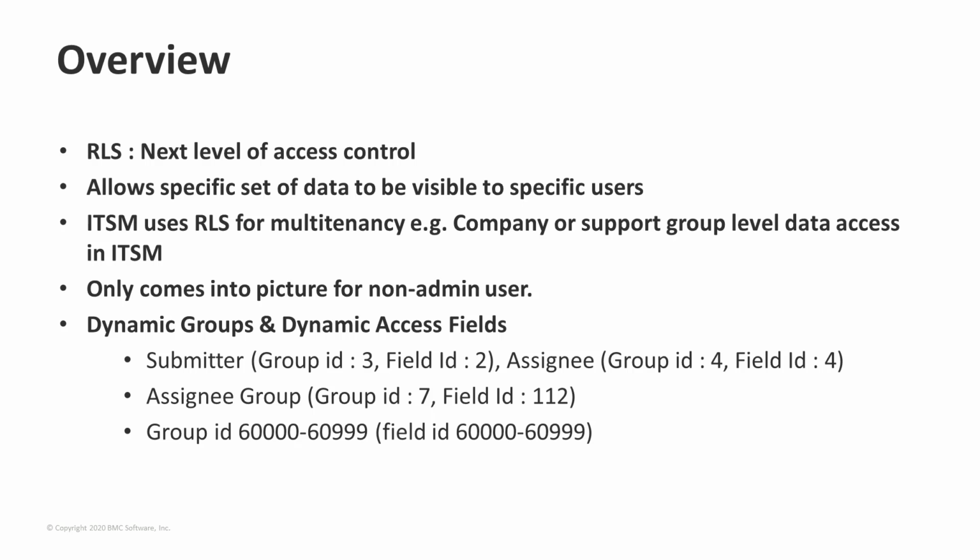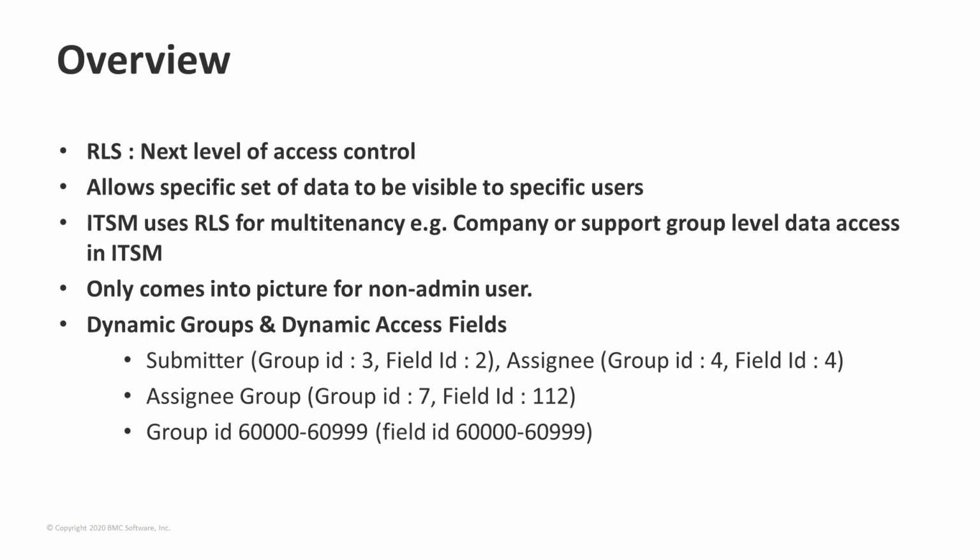So to set the context, I will start with what is row-level security and where it is used. All of us know that we can control form and field level access using permissions defined on form and field objects. RLS or row-level security is the next level of access control using which you can make a specific set of data accessible to specific users or to a group of users.